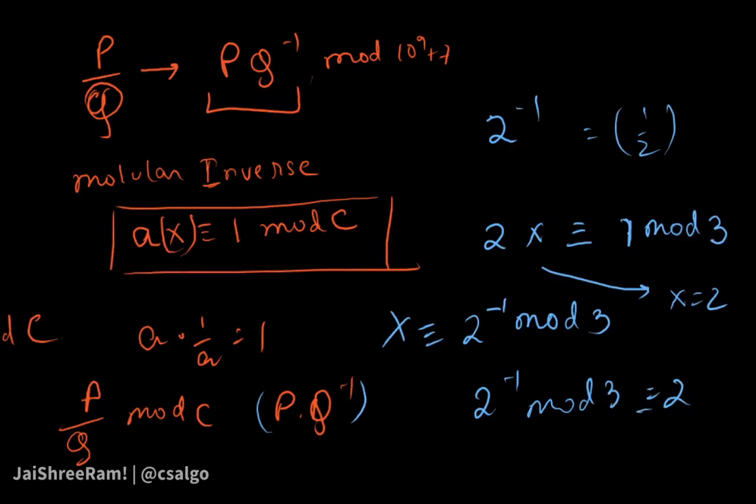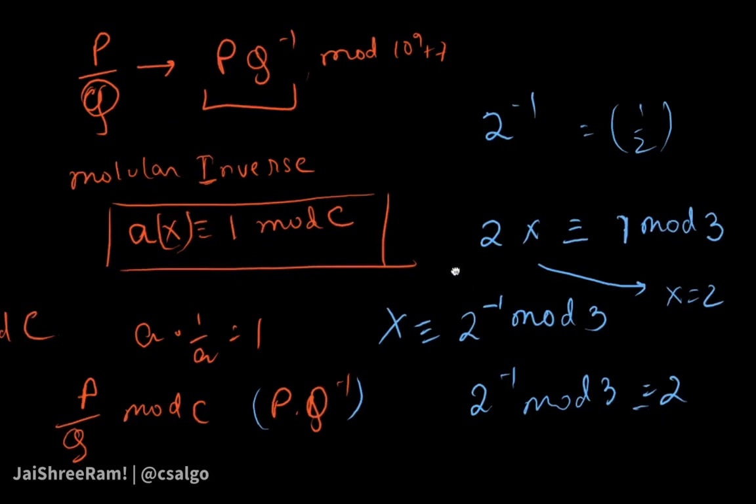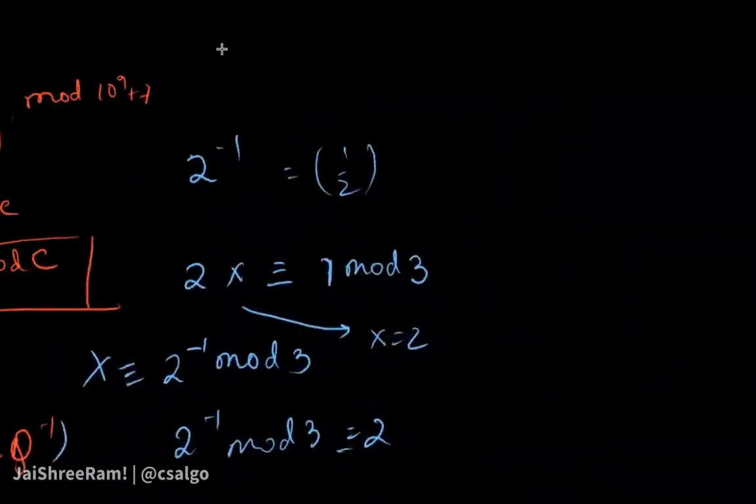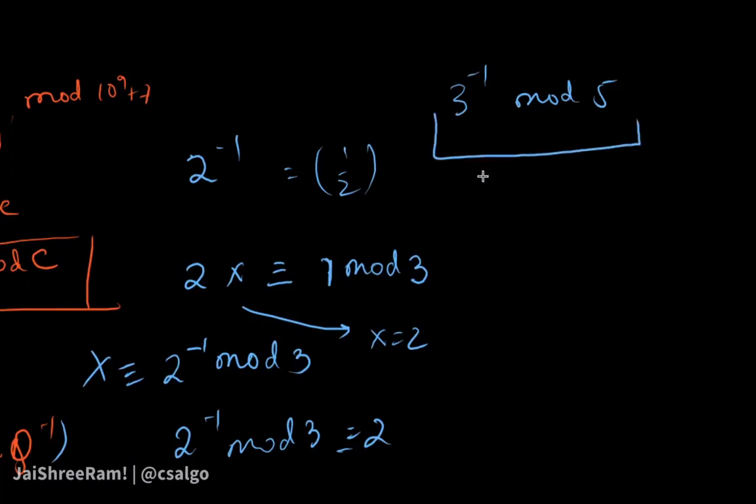Similarly, let's take another example. Let's say we need to find 3 inverse modulo 5. What is 3 inverse modulo 5? What do you multiply with 3 so that you get 1 modulo 5? That's the definition, right? This is 3 inverse modulo 5. So whatever this number is will satisfy the expression that 3 times x is congruent to 1 mod 5.